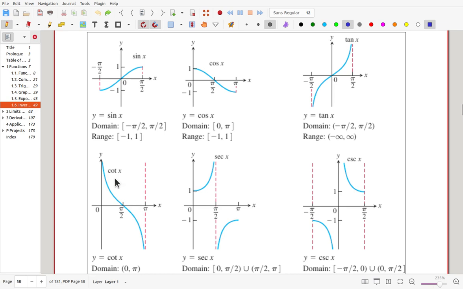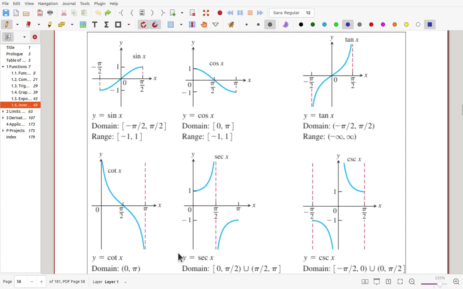Its reciprocal, cotangent, will be a decreasing function from 0 to pi. And the reciprocal of cosine, which is sec x: if we consider from 0 to pi, the function is not defined at the point pi over 2, so it has two pieces. In one half it is increasing, and in the other half it goes down to minus infinity and is increasing. In this way, it is defined.